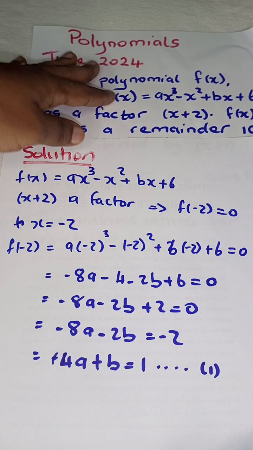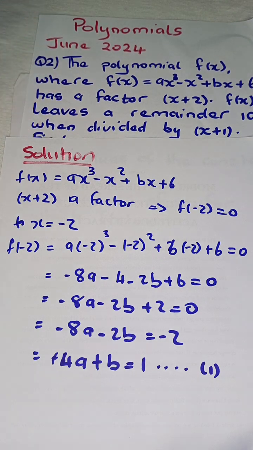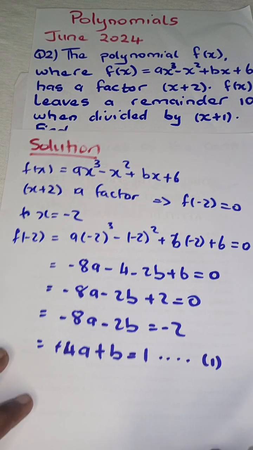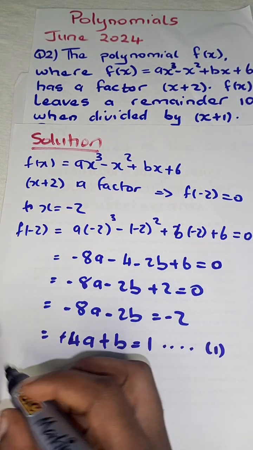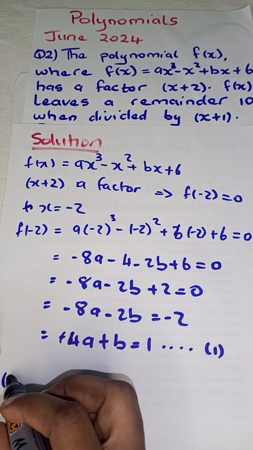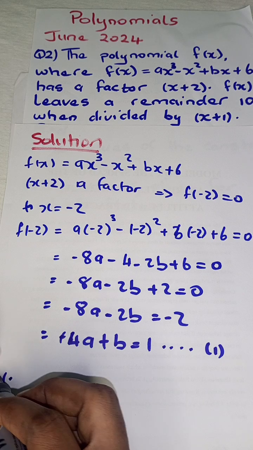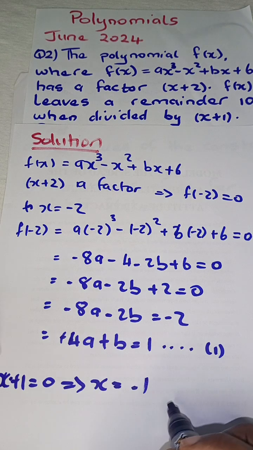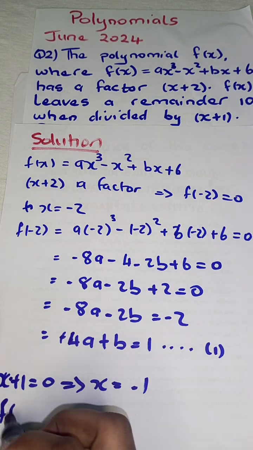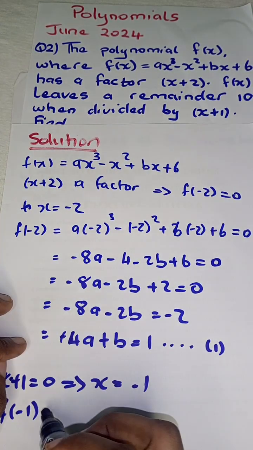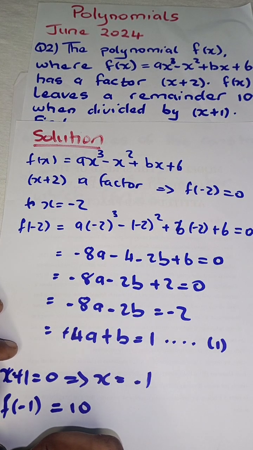Now we use the next condition, which is f of x leaves a remainder of 10 when divided by x plus 1. We're going to use that condition to get another linear equation. So the next factor we have there is x plus 1. So we have x plus 1 equals 0, implying that x is equal to negative 1. And we have that f of negative 1 leaves a remainder of 10. So f of negative 1 is going to give us 10.